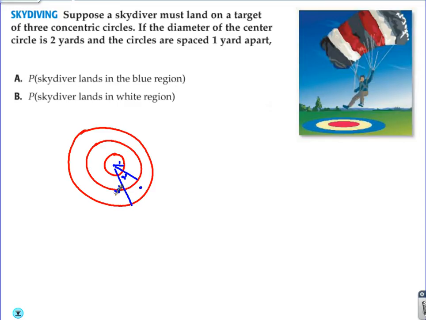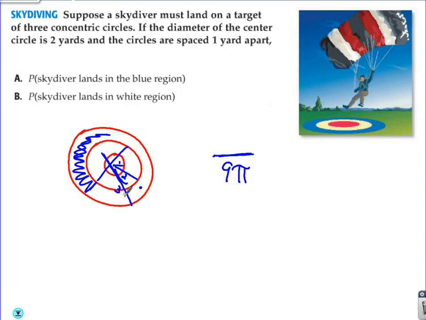And I want to know what's the probability that he's going to land on this outside region. Now, I still know the whole area. The whole area is 9 pi. To find the chance that he's going to land on this, I need to find the area of this outside ring. Well, the whole thing is 9 pi. Is the outside ring not that whole area take away these middle 2 areas?